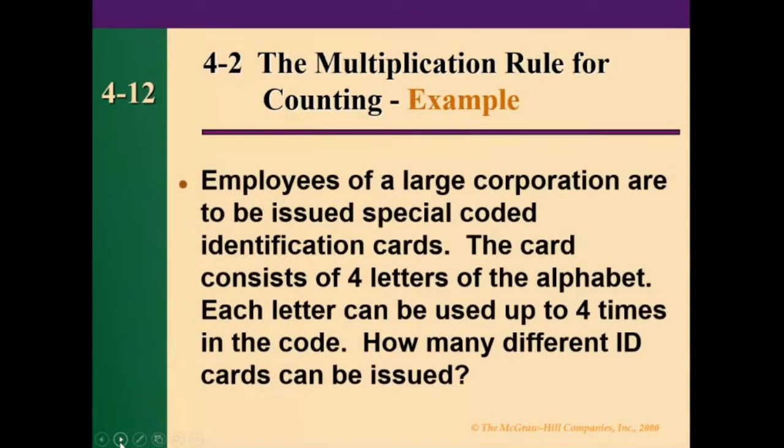Employees of a large corporation are to be issued special coded identification cards. The card consists of 4 letters of the alphabet. Each letter can be used up to 4 times in the code. How many different ID cards can be issued?